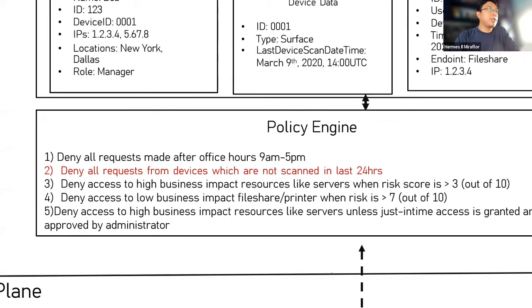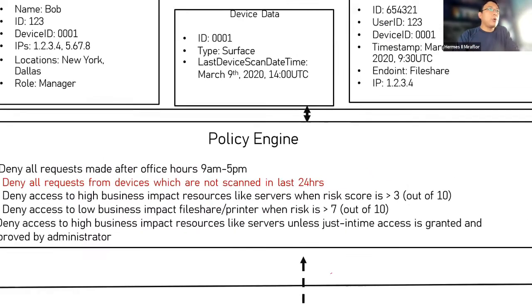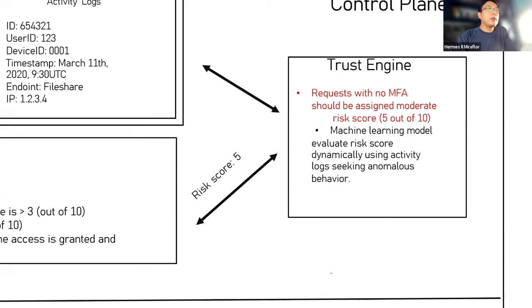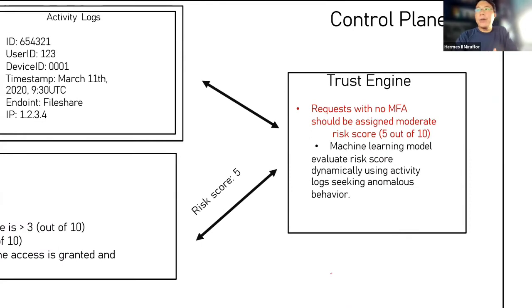Now inside the policy engine, we have a business rule that says deny all requests from devices which are not scanned in the last 24 hours. Okay, so that you configure inside your policy engine. And then on the trust engine, you also have a rule that says if the user did not perform MFA, then I am giving you a moderate risk score. Again, the higher the score, the riskier it is.